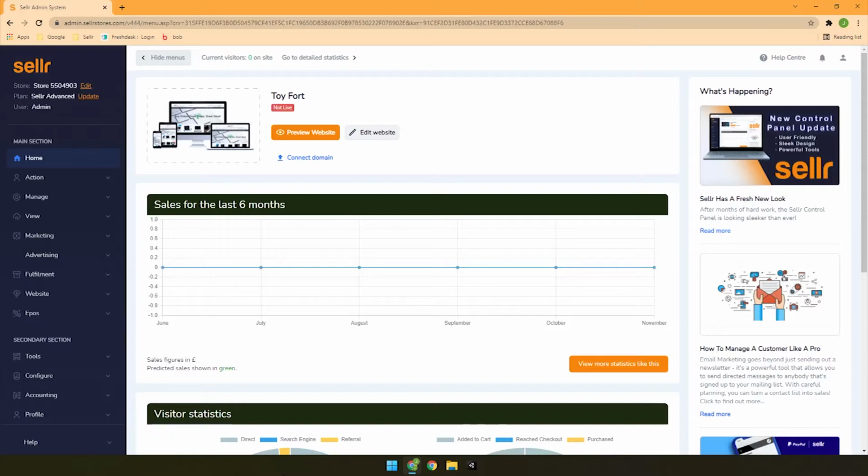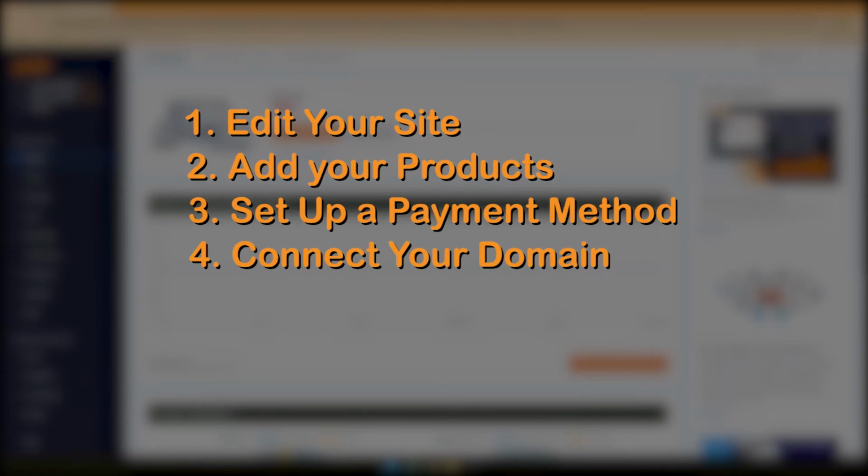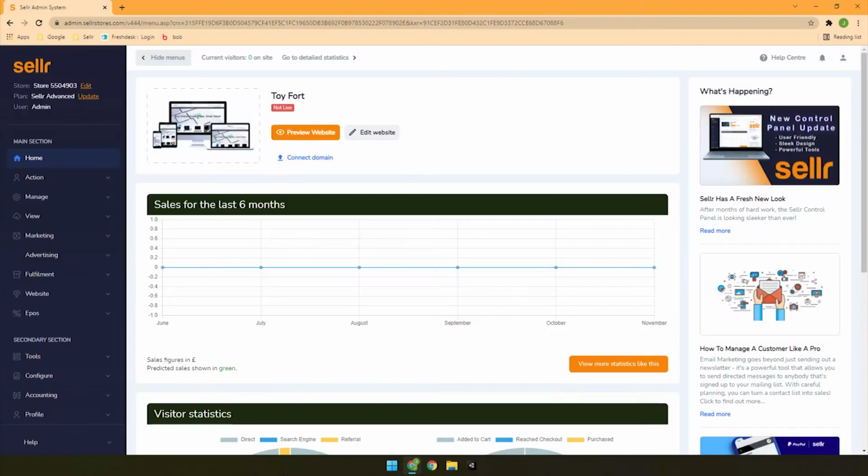Now, in order to have a live store, there are a few basic things you need to take care of. You'll need to edit your site exactly how you'd like it to be, add the products that you want to sell, set up at least one payment method so customers can pay you, and connect your domain name so that people can navigate to your site. If you're selling physical, tangible items, you'll also want to add a shipping method so people can pay for shipping. Once all these steps have been completed, you'll have taken a massive step towards setting up the e-commerce site of your dreams. Now, the place I'd start personally would be editing the website, and that's what we'll be covering today.